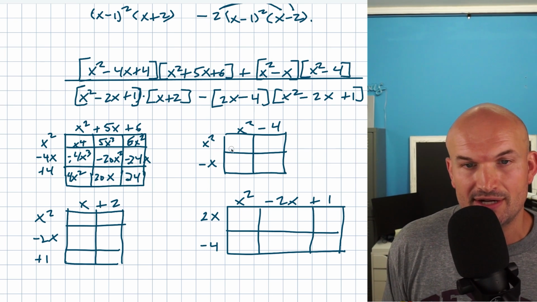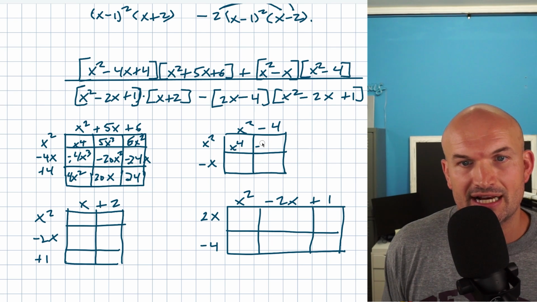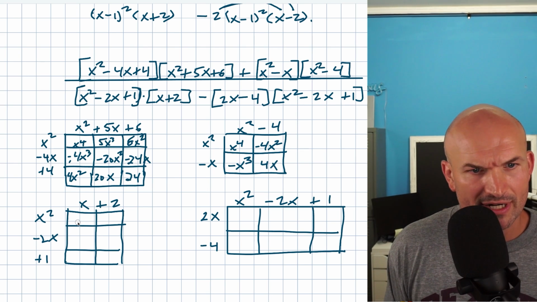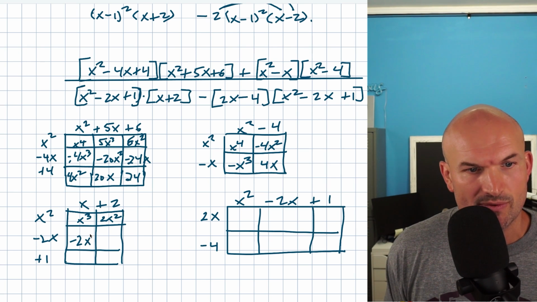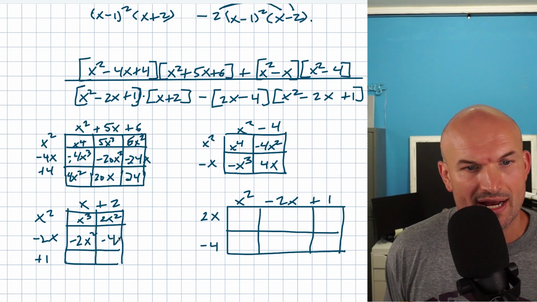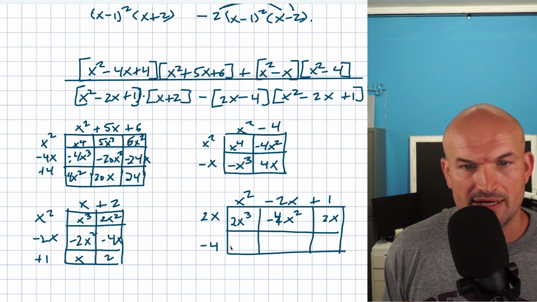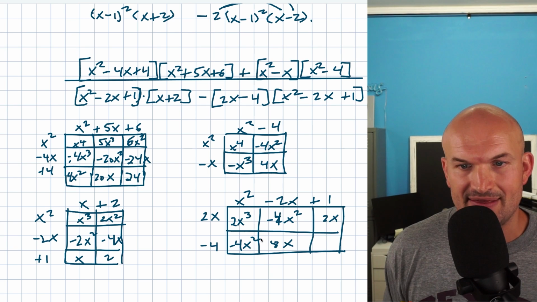Okay, so let's go over here. This is going to be x to the 4th, negative 4x squared, negative x cubed, and a positive 4x. Over here, we have x cubed, 2x squared, negative 2x squared. This would be a negative 4x. This would be a positive x, and that's a positive 2. This would be 2x cubed. That's a negative 4x squared. That's a 2x, negative 4x squared. Let's see, that's a positive 8x, and that's a negative 4.